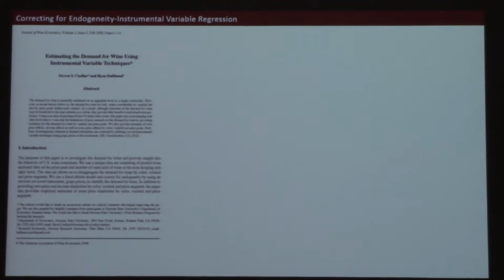So we have two conditions for a valid instrument. The second one is the orthogonality or the exclusion principle. Does the price of grapes belong in our demand equation? No. So we satisfy both of these. Here's the problem, however.